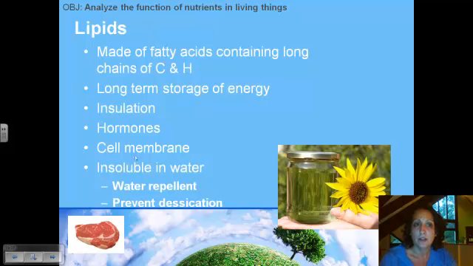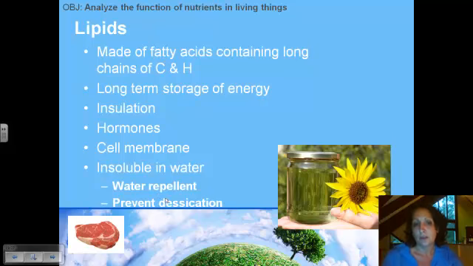The other area that we find lipids in our body are in the cell membranes. So one of the things about lipids is that they're not soluble in water. They won't break down in water. So it makes sense that they would be part of the cell membrane, because that's a barrier between the cell and the environment, and if that was water soluble, most of the environment's water, and it would just dissolve, and that wouldn't be good. So the cell membrane is made up of these lipids.